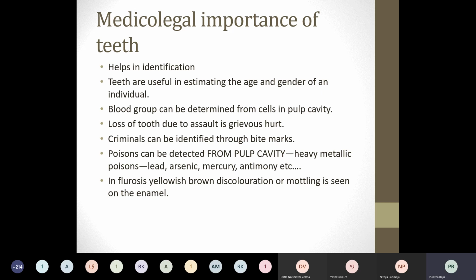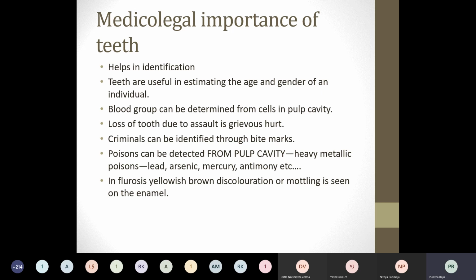Apart from that, if there is any root canal treatment or any artificial dentures present, and if there is a missing person and you have relevant records, and the records tally, you can tell whether the missing person is the same or not. So even that helps in identification.